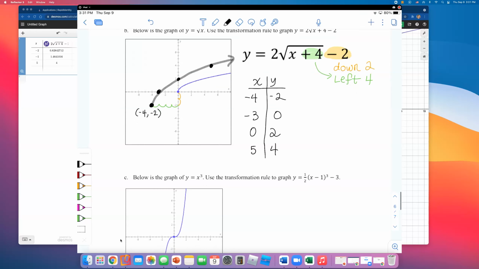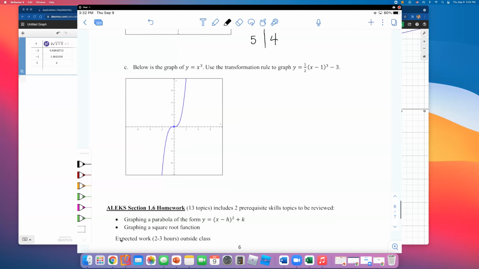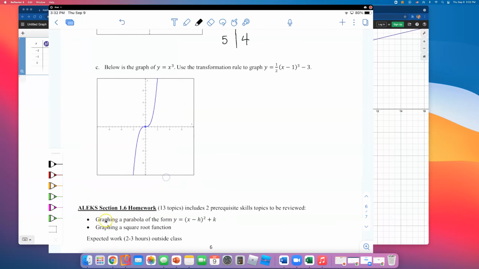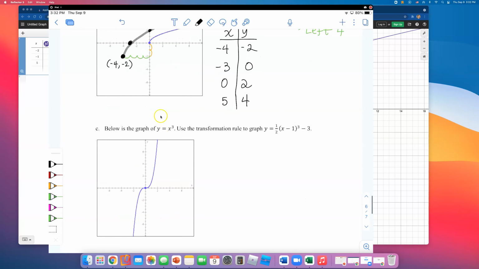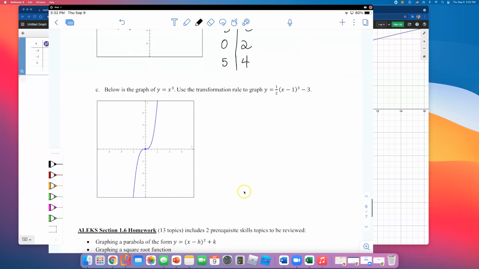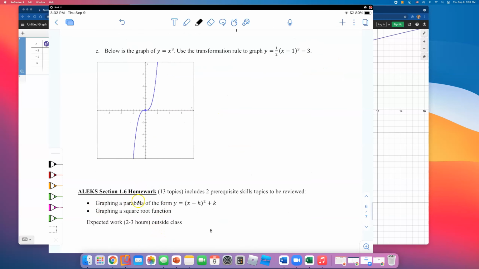Alrighty, maybe one more. And this one is a cubic function. And after this, I'm gonna ask you to go and try these Alex homework topics. There are 13, and I don't think I went over 2 of them, like graphing a parabola and graphing a square root function. But hey, that was a square root function. So I think you guys are ready to start working on 1.6 homework definitely after this video.